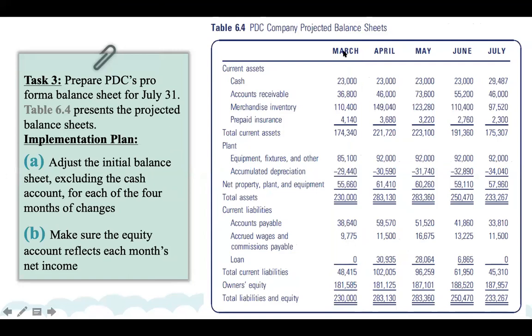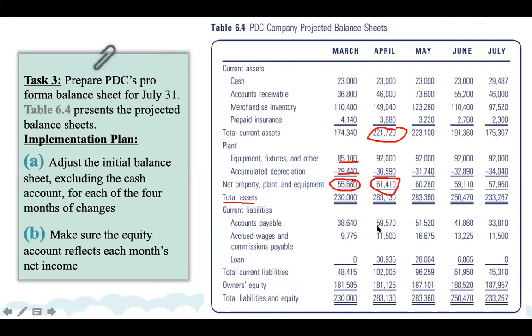See, so all we have to do here is to make equipment minus accumulated depreciation and we'll get the net property. Now total assets is simply equal to total current assets plus the net property. And we do the same thing for the accounts payable here and the accrued wage and commission payable.